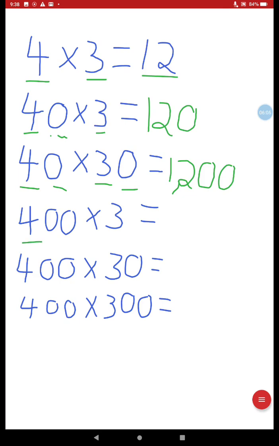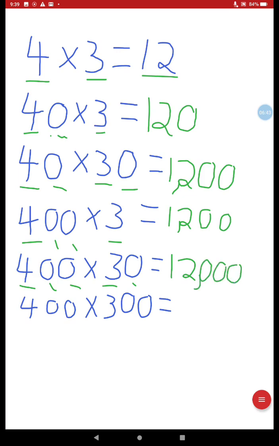Again, 4 times 3 is still 12. How many zeros are in the problem? 1, 2. 2 places, 1200. Do you notice how I got the same answer? 40 times 30 is the same thing as 400 times 3. It's kind of fun how multiplication works out that way. Again, 4 times 3 is 12. How many zeros? 1, 2, 3. Put 3 zeros at the end. I shifted it over 3 places. I now have 12,000.